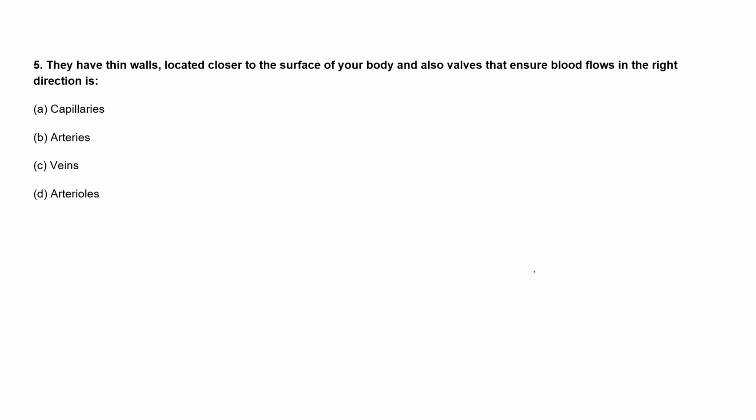Moving to the next question: they have thin walls located closer to the surface of your body, and also valves that ensure blood flows in the right direction. Option A is capillaries, option B is arteries, option C is veins, and option D is arterioles.